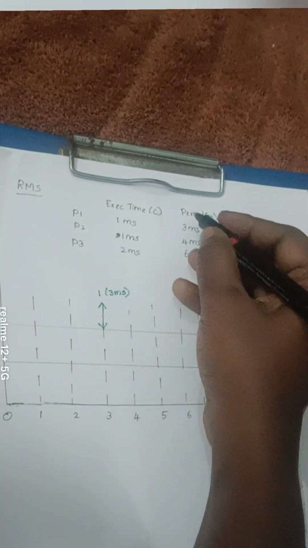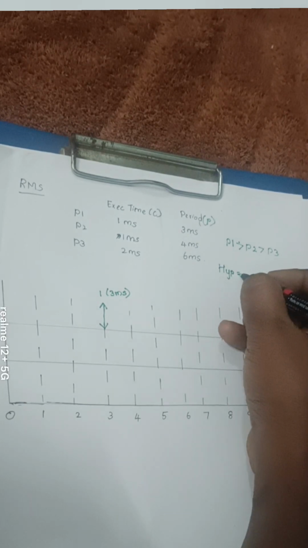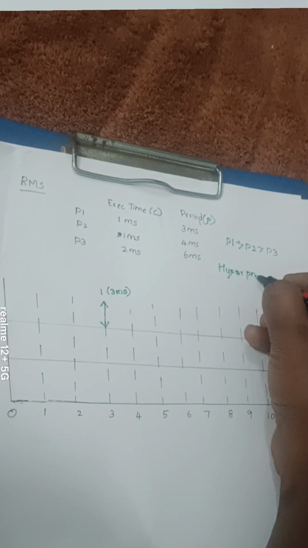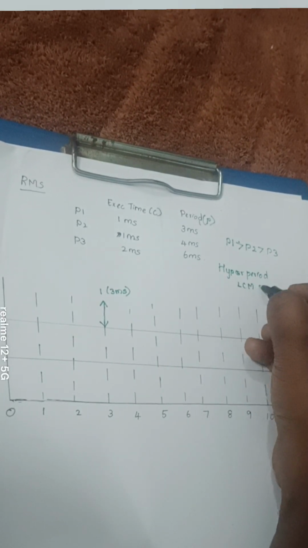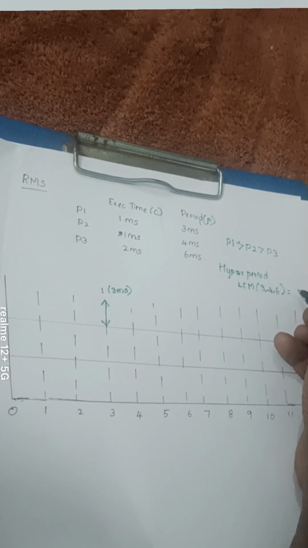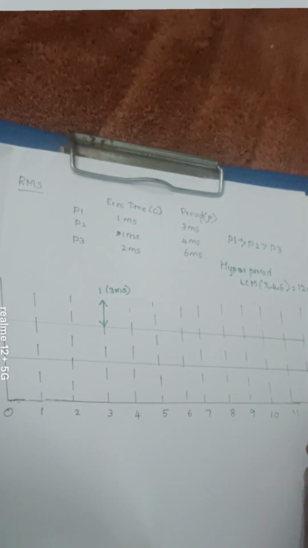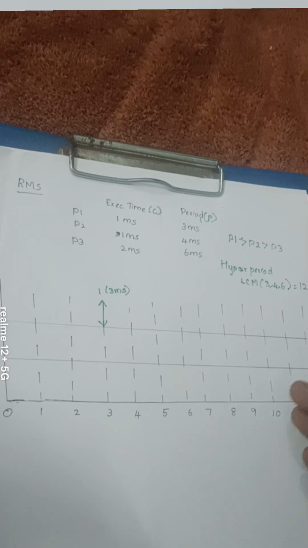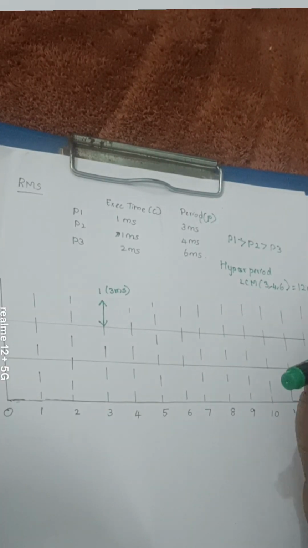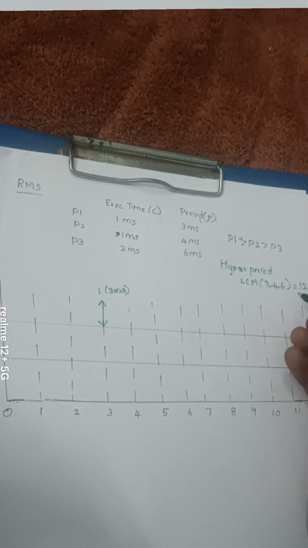Before that we can calculate the hyper period. The hyper period is the LCM of 3, 4 and 6, which is 12 milliseconds. So we are going to draw this timeline for 12, because after these 12 milliseconds there will be a cycle of repetition of the same thing again and again. So drawing 12 milliseconds is enough.